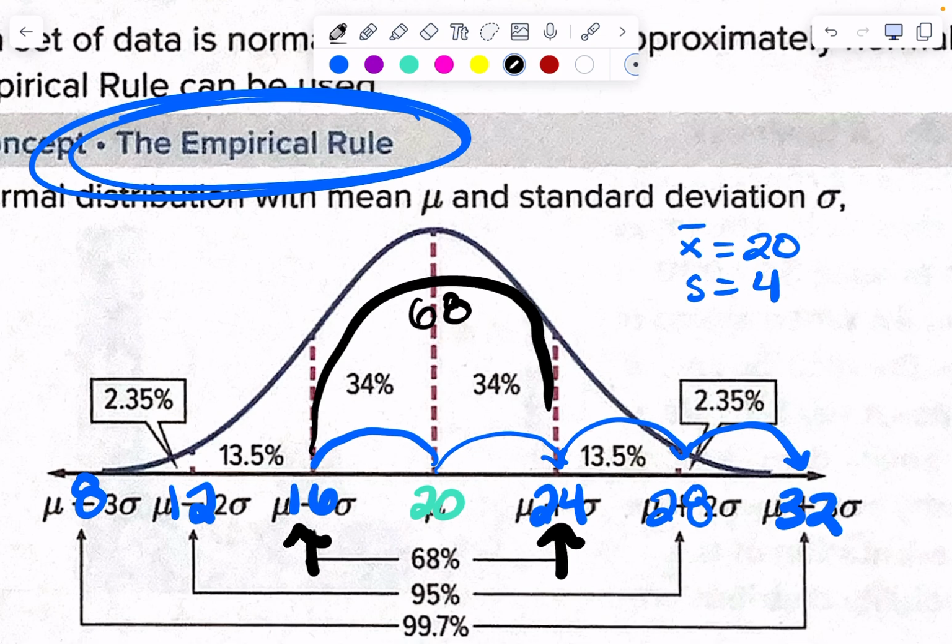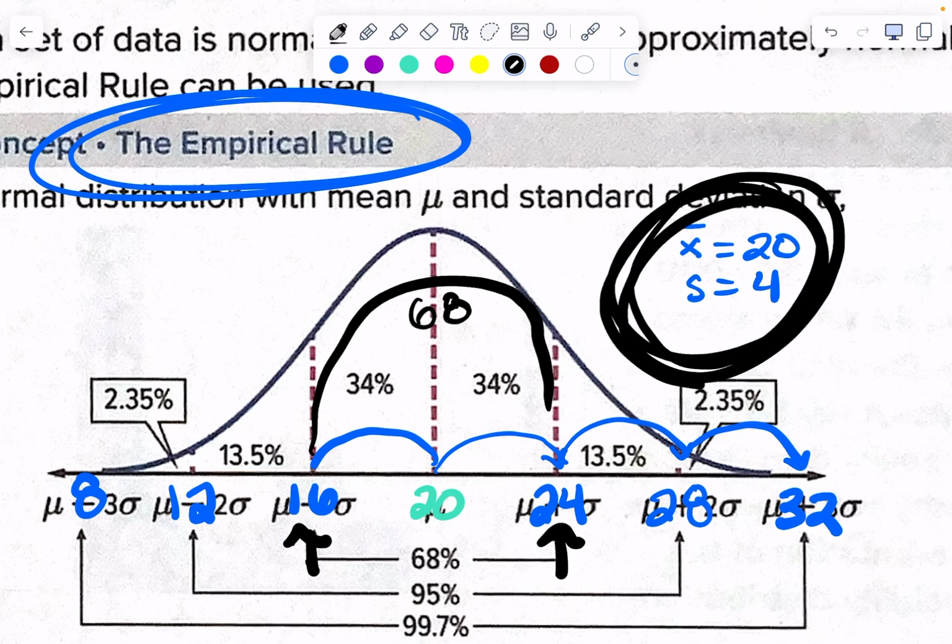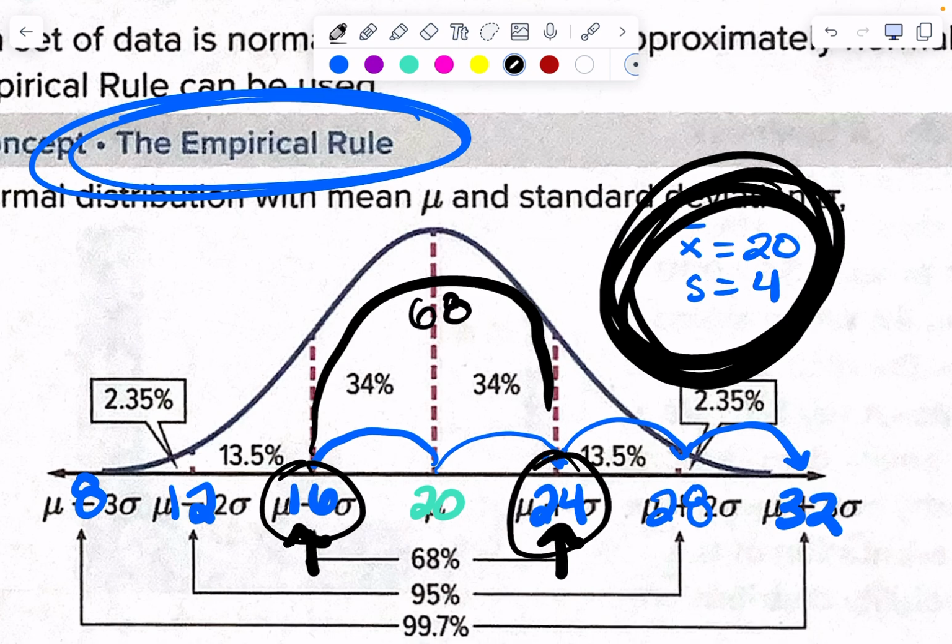So about 68% of people who take the ACT, if these are true results, and again, I made these up, but if that's the true average and standard deviation, I can assume that about 68% of people who take the ACT are going to score between a 16 and a 24, right?